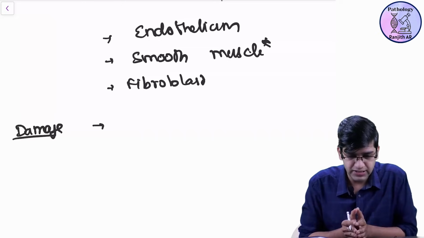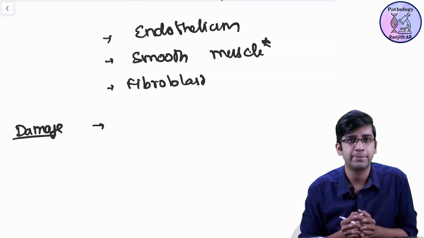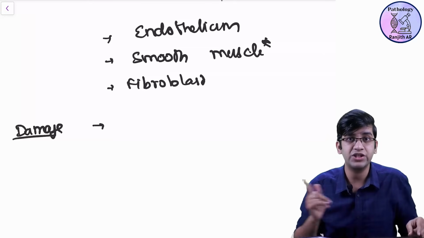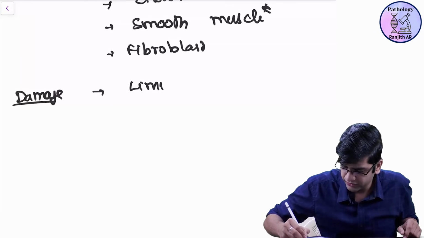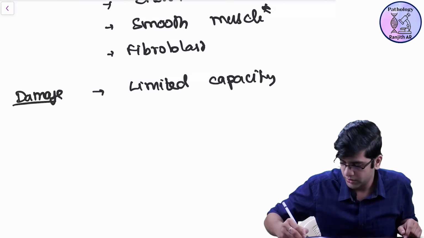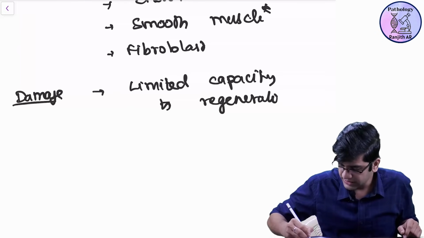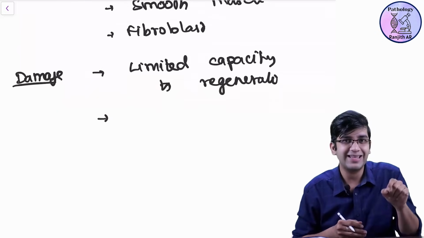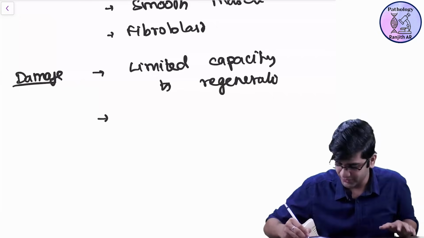When there's damage, I will have the capacity to regenerate, but very limited. I'll not have complete regeneration like what we had in labile cells. There is a limited capacity to regenerate. They will try to regenerate, but a limited capacity. There's limited capacity to regenerate, and there's always an exception. Exceptions are always MCQs.